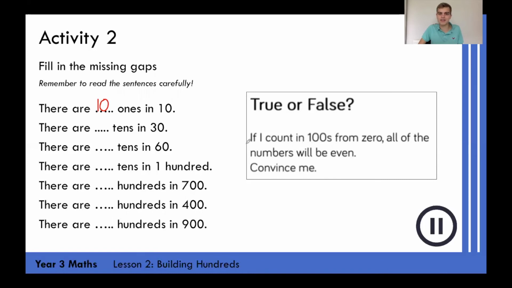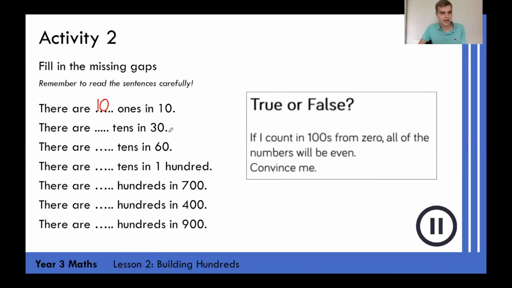So you need to read the rest of those for me, see if you can fill in those gaps. And then there's a true or false over here. If I count in hundreds from 0, all of the numbers will be even. And I want you to convince me whether that's true or whether that's false. So again, pause the video here, have a go at these, and then click play and we'll go through the answers all together.